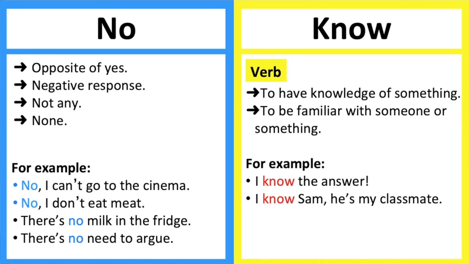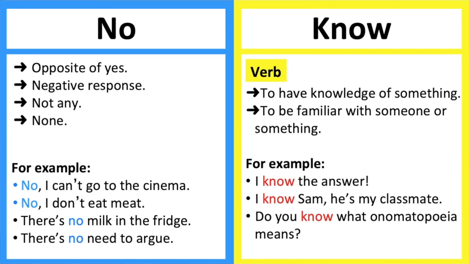I know Sam, he's my classmate. So here I'm saying that I am familiar with Sam. The last example is, do you know what onomatopoeia means?